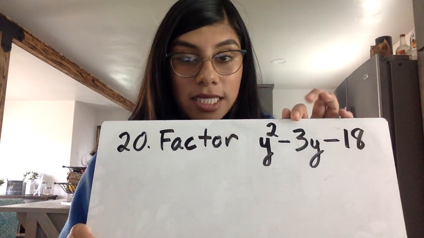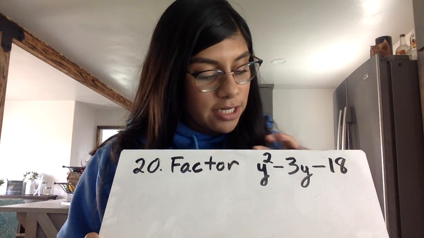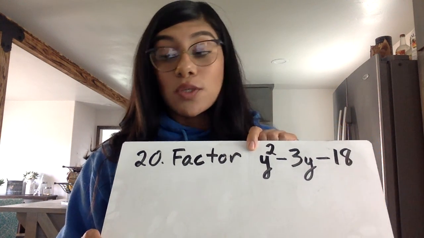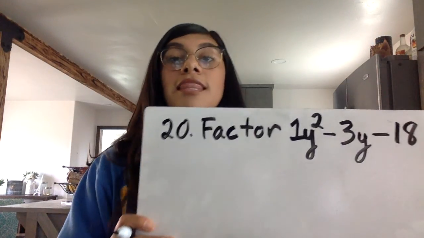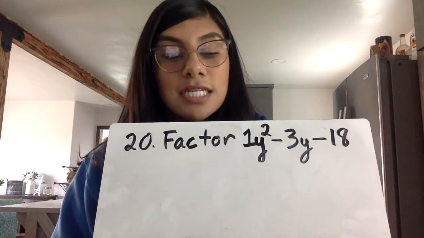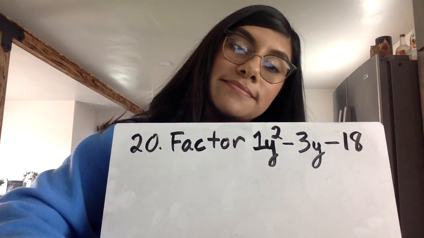Taking a look at this polynomial, the first thing I notice is the leading coefficient. I don't physically see a number in front of my first term, so that means my leading coefficient is actually the number 1. That's nice, because if my leading coefficient is 1, I can jump straight into using the x method. I'm going to pause this real quick. And we're back.